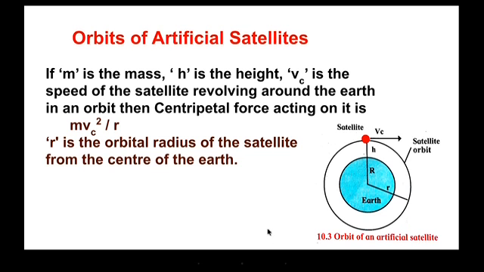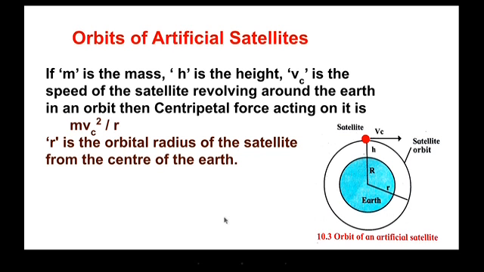Orbits of artificial satellites. All artificial satellites do not revolve in similar orbits around the Earth. The functions of the satellite decide the height of the satellite's orbit from the Earth's surface, the nature of the orbit, whether it is circular or elliptical, and whether the orbit shall be parallel to the equator or making some angle with it.